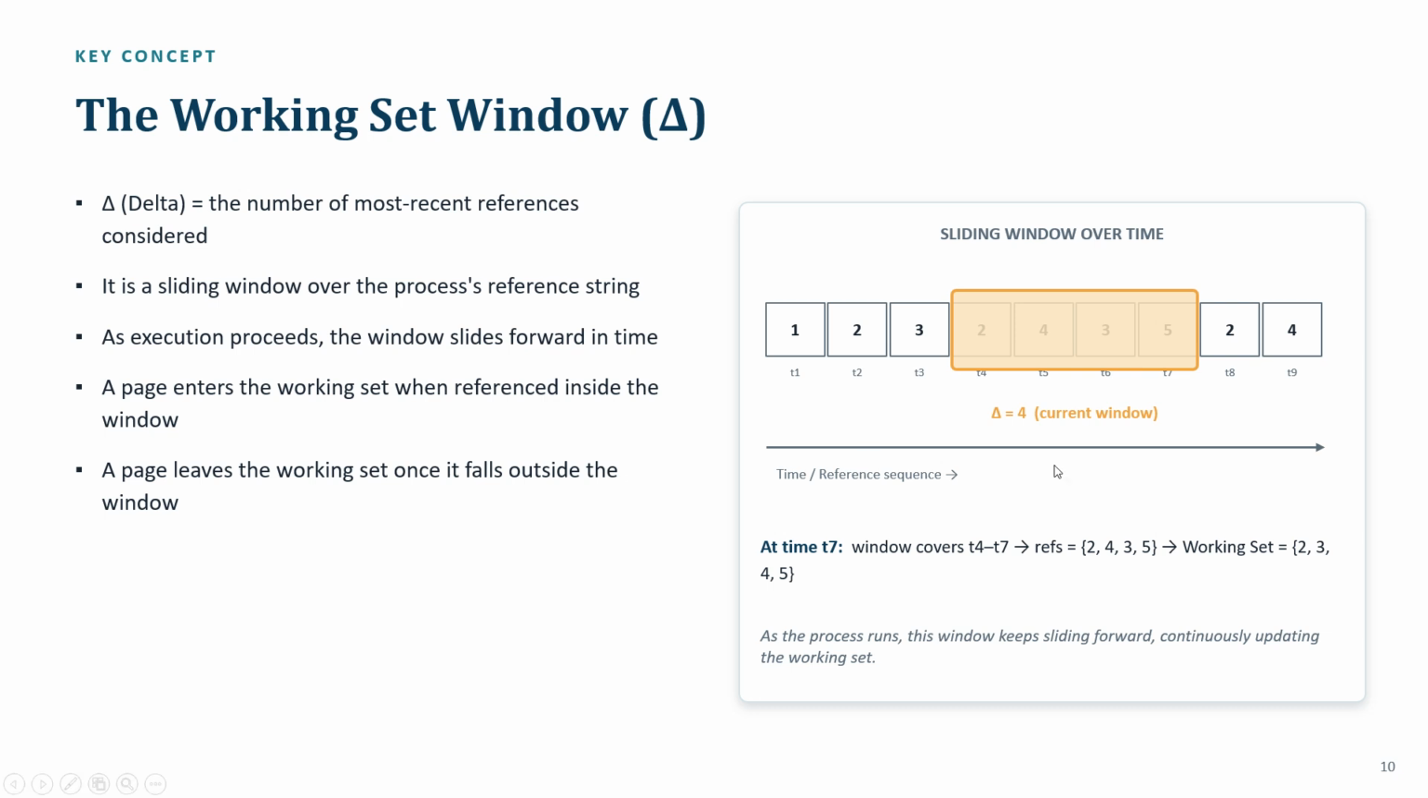Here is the reference string, the sequence of pages that a process asks for one after another: 1, 2, 3, 2, 4, 3, 5, 2, 4. At time t7, the last four references were 2, 4, 3, and 5. So the working set at this exact moment is the set of distinct pages in the window, which is 2, 3, 4, and 5.